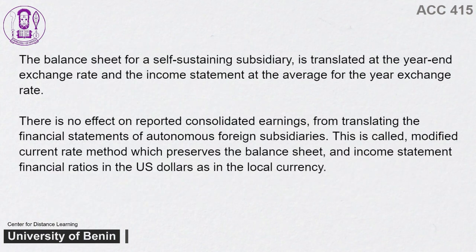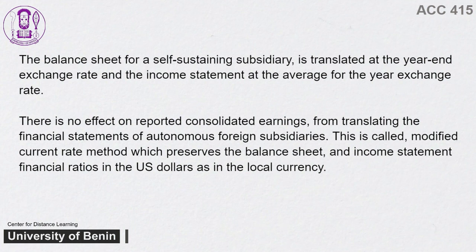The balance sheet for a self-sustaining subsidiary is translated at the year-end exchange rate and the income statement at the average for the year exchange rate. There is no effect on reported consolidated earnings from translating the financial statements of autonomous foreign subsidiaries. This is called the modified current rate method, which preserves the balance sheet and income statement financial ratios in US dollars as in the local currency.